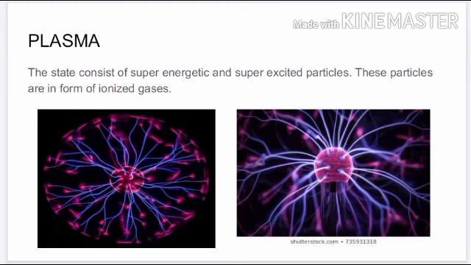This is the fourth state of matter, given on the last page of the NCERT, that is plasma. The state consists of super energetic and super excited particles. These particles are in the form of ionized gas. Daily life examples are the sun, the stars, and commonly neon bulbs, etc. There are many other examples also.